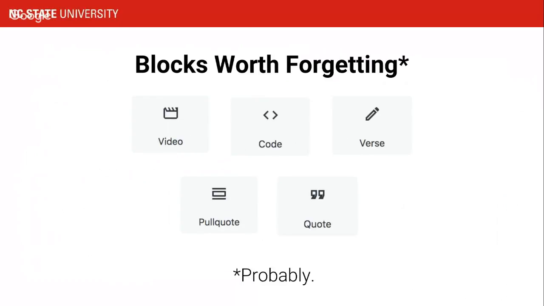And then we have a few blocks that are worth forgetting. So they're there, but maybe just don't ever plan on using them. And I say probably because there are specific use cases where these blocks make sense. The first block is the video block. This is different than what you do if you wanted, for instance, a YouTube video. For that, you'd go to the YouTube embed block. The video block is looking to embed an actual MP4 file, an actual video file.